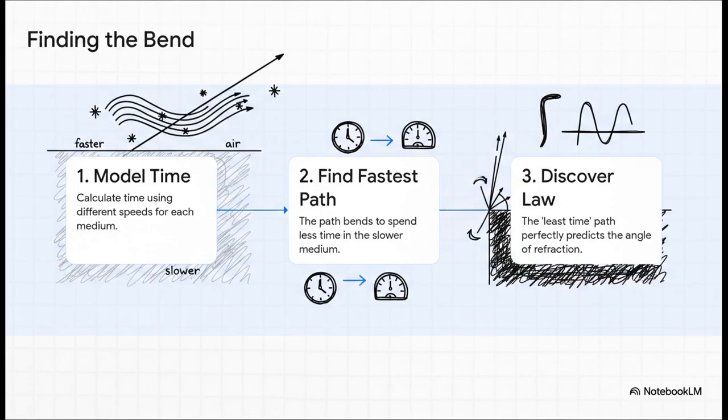Think of it like a lifeguard on a beach. She can run way faster on the sand than she can swim. So to reach a swimmer in the shortest time, she won't run in a straight line. She'll run further down the beach before jumping in the water. Light does the exact same thing.